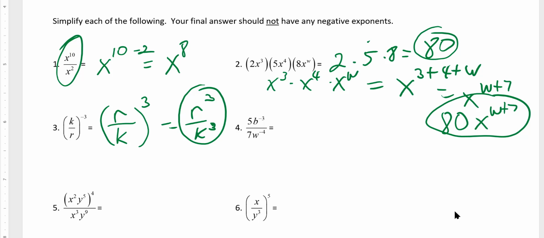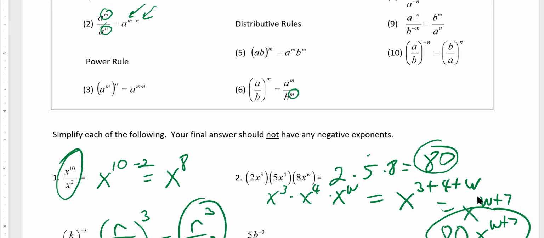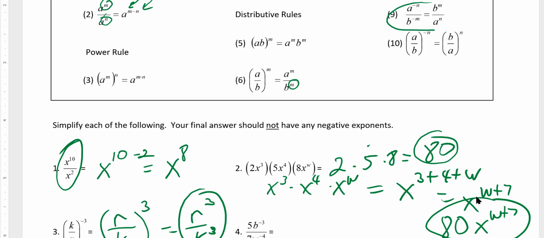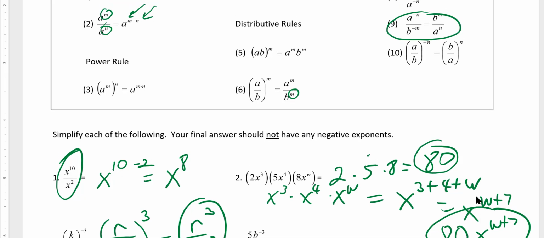Okay, the next one. I'm going to use this rule over here, but you've got to be careful. This is a very important point I'm about to make. An exponent only applies to the thing it touches.